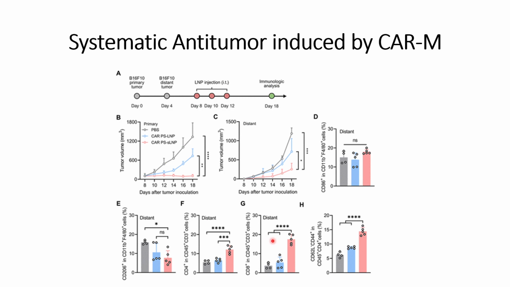So in order to validate their hypothesis, they checked these affected T cells in other parts of the body, that is, in the spleen, and they were able to see that the affected T cells also significantly increased in the spleen in the case where they used CAR-PS-sLNP compared to the other cases.